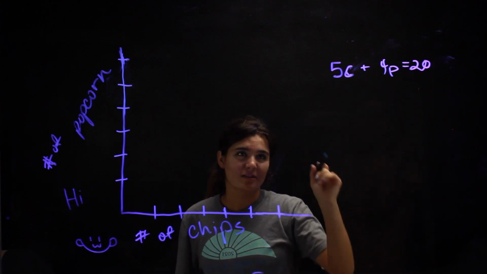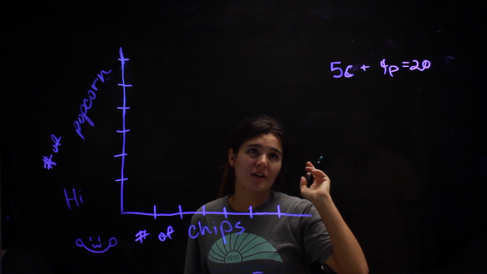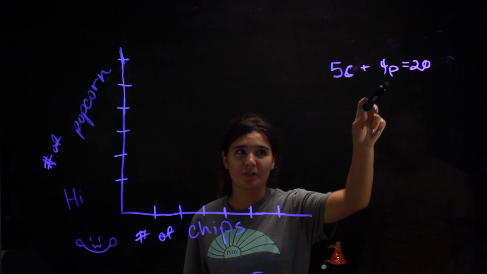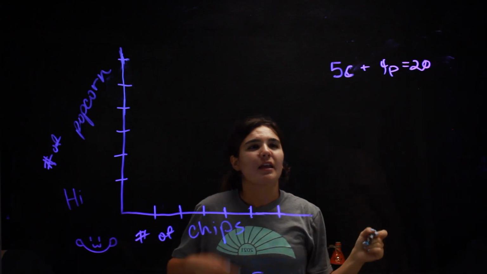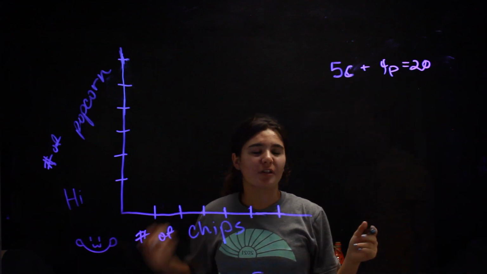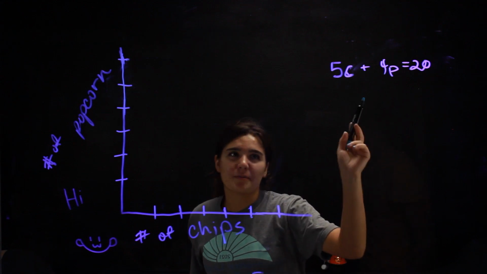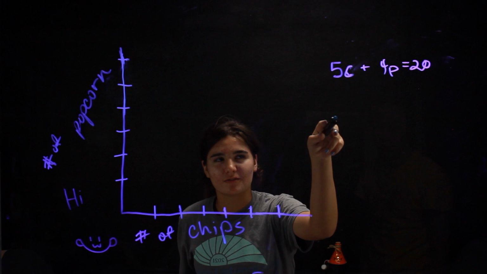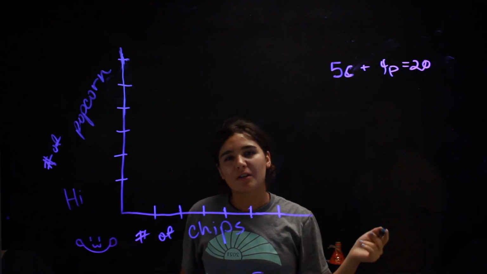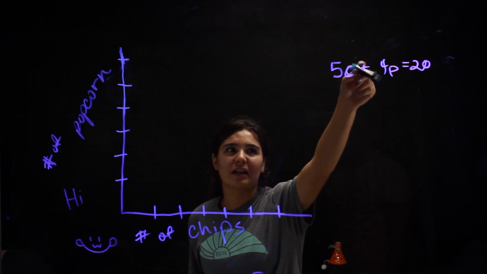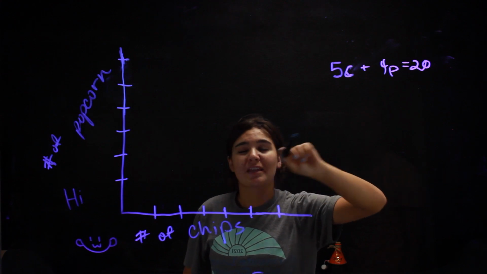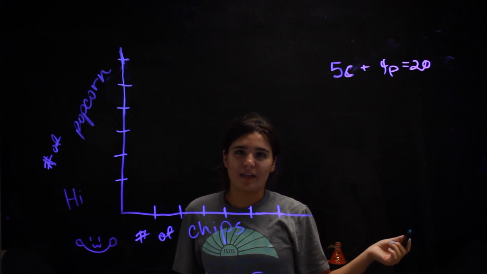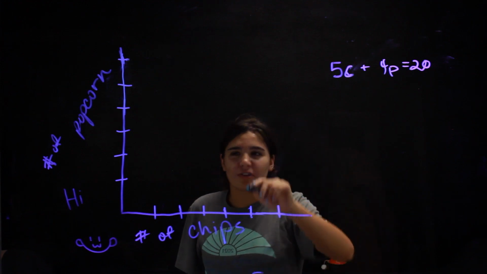popcorn now. So let's say chips cost $5 each, popcorn costs $4 each, and you have a total budget of $20, right? And you could just plug in, like, okay, let's say we buy one bag of chips and then you solve for P. Okay, well, what if we buy 2 bags of chips and then solve for P? You know, you can keep doing it like that, or you can plug in how many popcorns you want to solve for C.